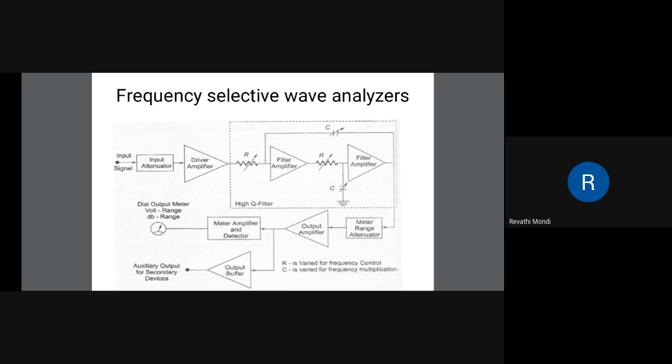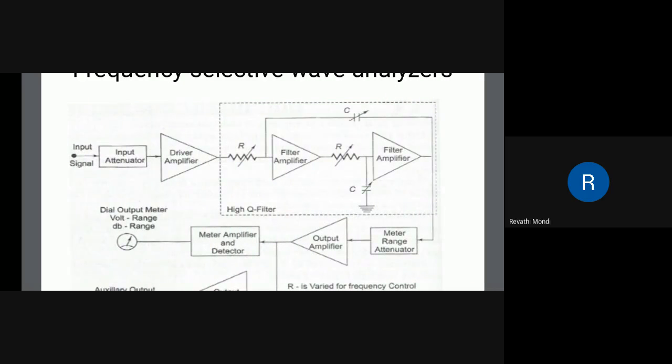If you observe these blocks, the input signal is applied to the input attenuator. In the input sinusoidal signal, so many frequencies are available. That's why we have to apply the input attenuator. The input attenuator attenuates a particular range of frequencies, that means a fixed range of frequencies only. After that, it is given to the driver amplifier, which amplifies the input signal.